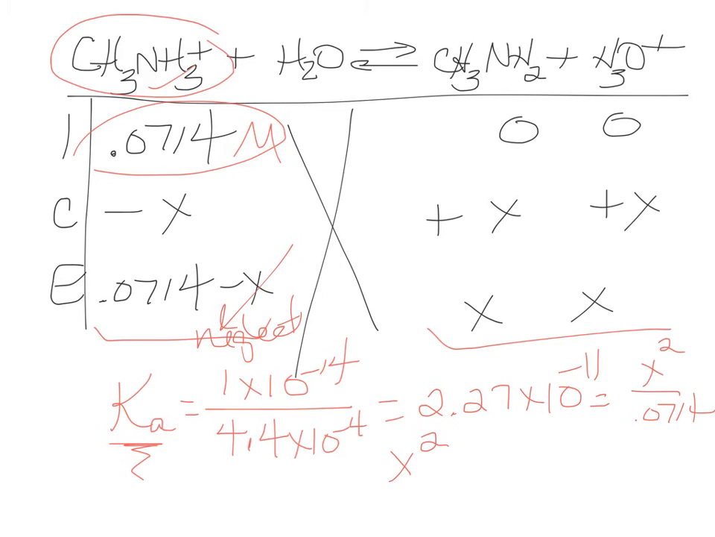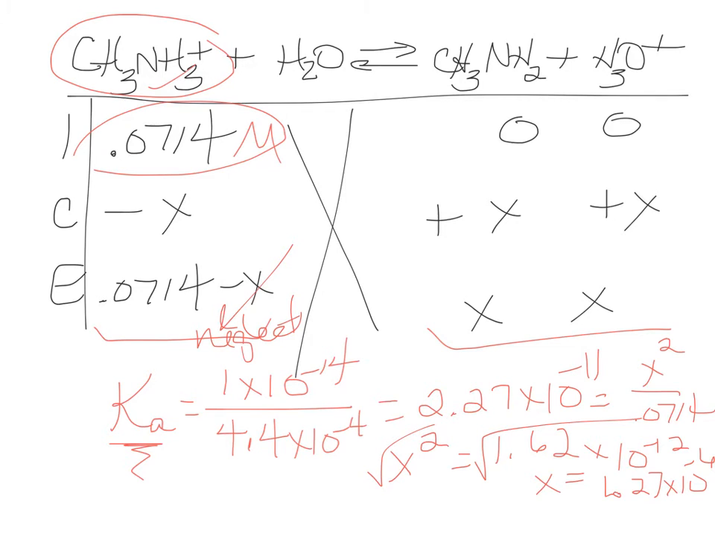And x squared equals, let's see, 1.62 times 10 to the minus 12. Take the square root of both sides. And x, which is the hydronium ion concentration, equals, let's see, 1.27 times 10 to the minus 6. Okay, that's hydronium ion concentration.